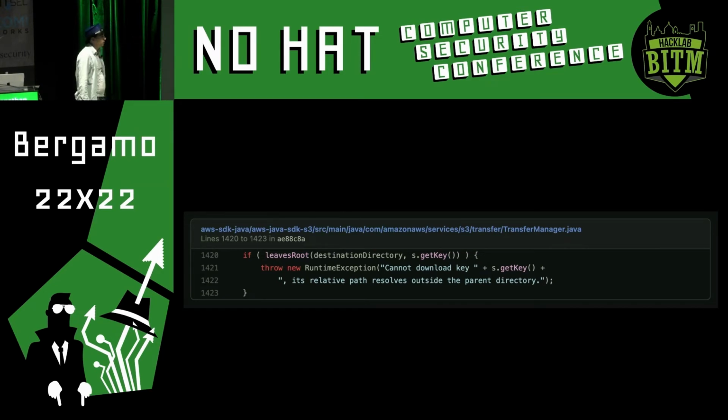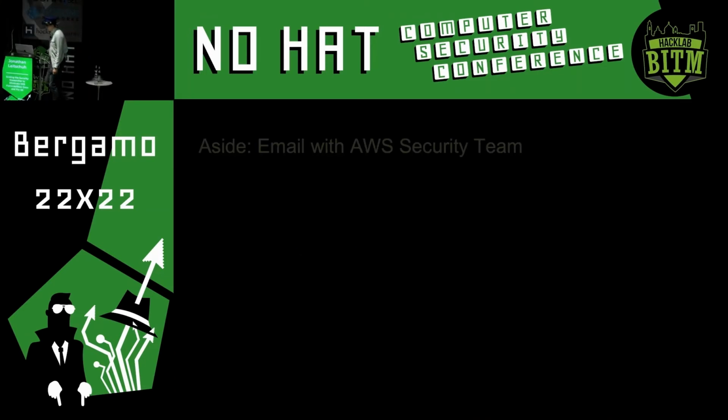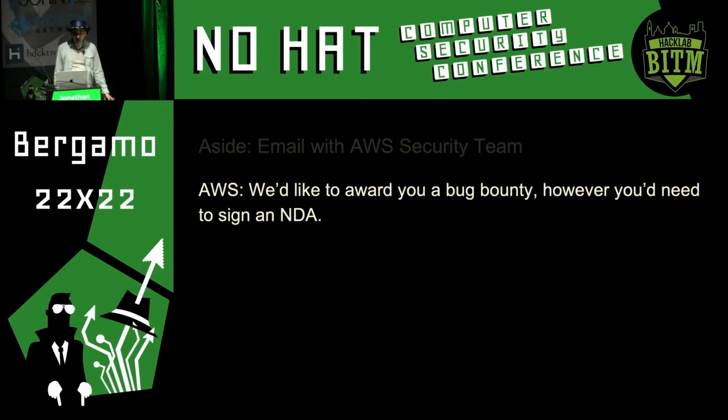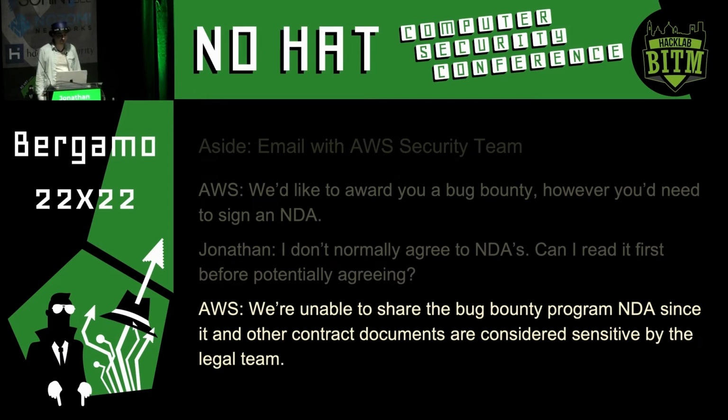I reported it to the AWS team, and there was a little bit of vulnerability disclosure drama, as with any good story. The AWS security team said to me, hey, thank you for reporting this vulnerability. We'd like to award you a bug bounty. However, we need you to sign an NDA. And I said, I don't normally agree to NDAs. Can I read it first before agreeing? And they said, we are unable to share the bug bounty program NDA since it and other contract documents are considered sensitive by the legal team.